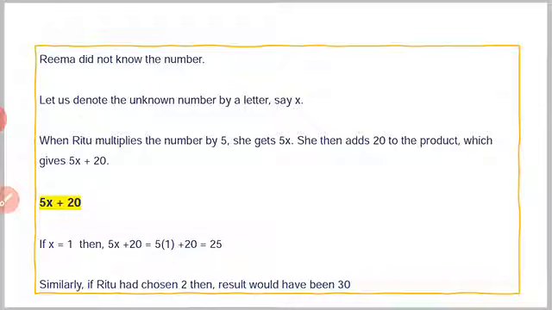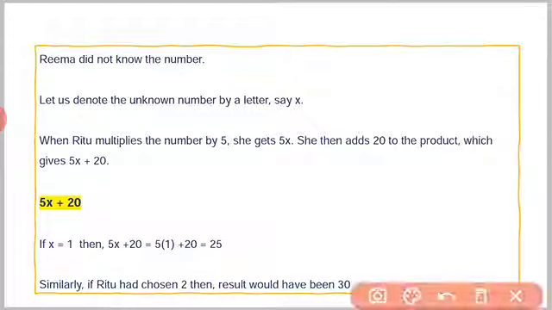So we see that Rima did not know the number first. So let us denote this number as x, which is unknown. You can use any alphabet, t, u, a, anything you can choose, as the number is unknown. Here I am denoting the unknown number by x. When Ritu multiplies the number by 5, she gets 5x. Then she adds 20 to the product, which gives 5x plus 20.